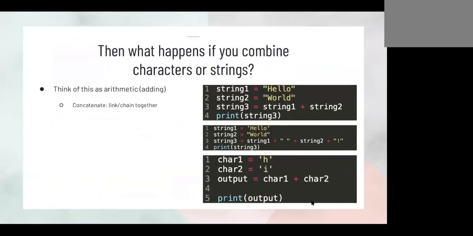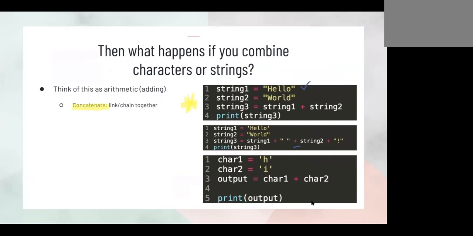So, how about combining characters or strings. You could think of this as arithmetic or almost like adding things together. Instead of saying that we add things together, we use this word concatenate. Concatenate just means to link or to chain together. So let's take a look at this example right over here and see how we are concatenating strings.